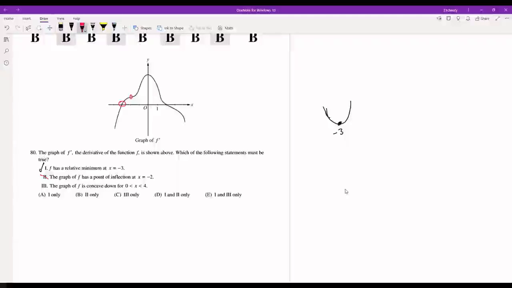So 2 doesn't work. And now the graph of f is concave down for 0 less than x less than 4. Let's see, this interval. And we can see that the graph of f prime is decreasing all across this interval, which means the graph of f double prime is negative, which means the graph of f is, in fact, concave down. So both 1 and 3 work. So E is the answer.